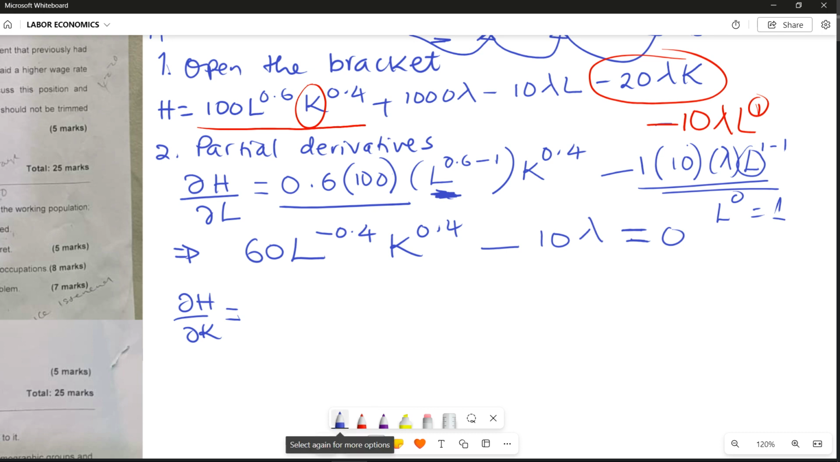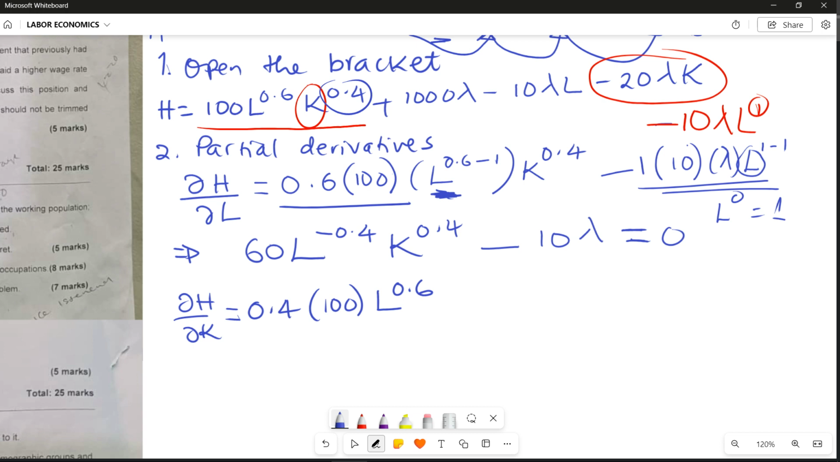So for the first part, our capital is raised to the power 0.4. So this will be 0.4. The 0.4 will drop. Remember differentiating. So it will drop. We're going to multiply this by 100. Then we're going to put the labor to the power 0.6. So please get me right.